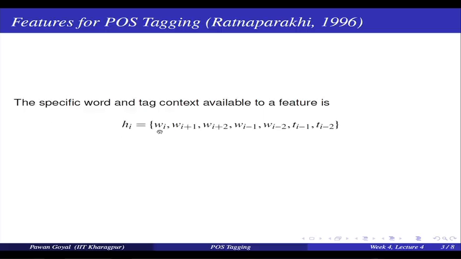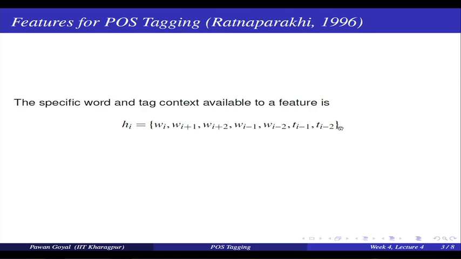So as we had said, in the maximum entropy model, you choose a context around the word, from where you can choose your features. So in this case, what is the context they have chosen? They have chosen the current word, the next 2 words, the previous 2 words, and the tags given to the previous 2 words. Okay, and that is interesting.